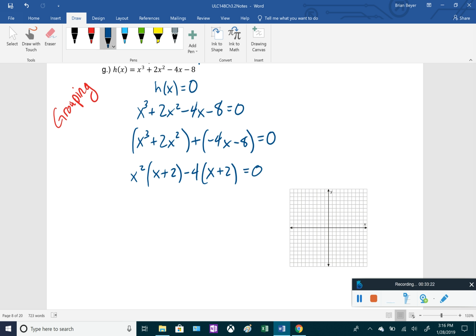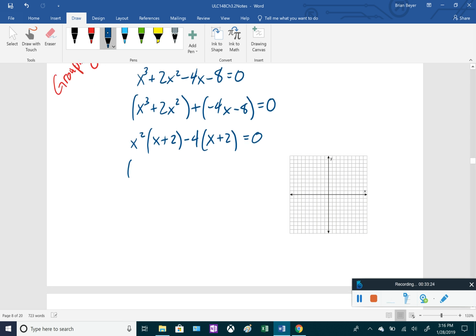So now we can factor out the x plus 2. And we're left with x squared minus 4. This is also going to be difference of squares for this next step.